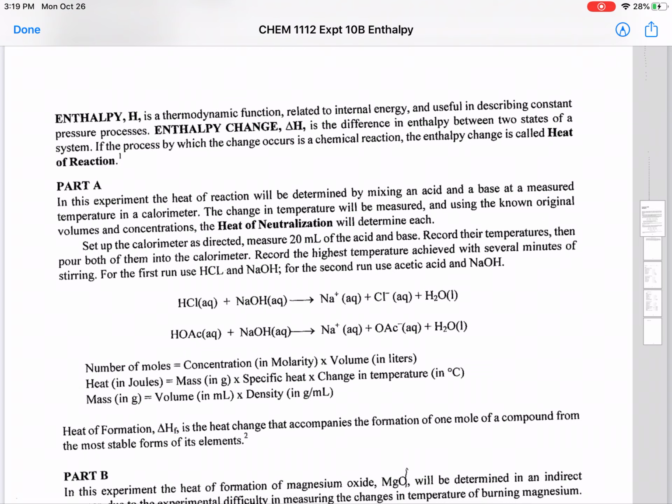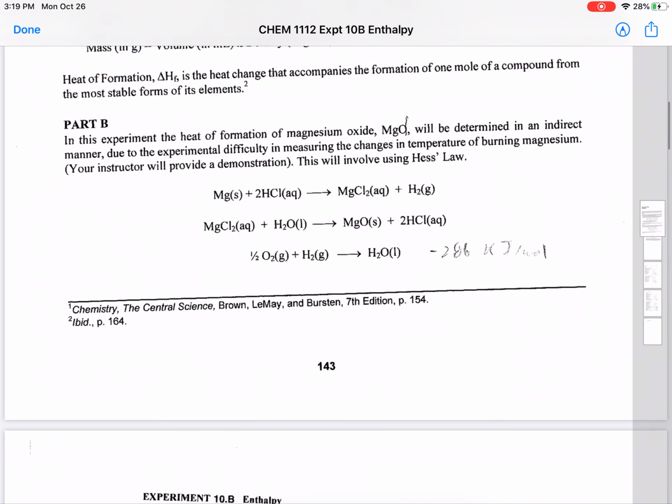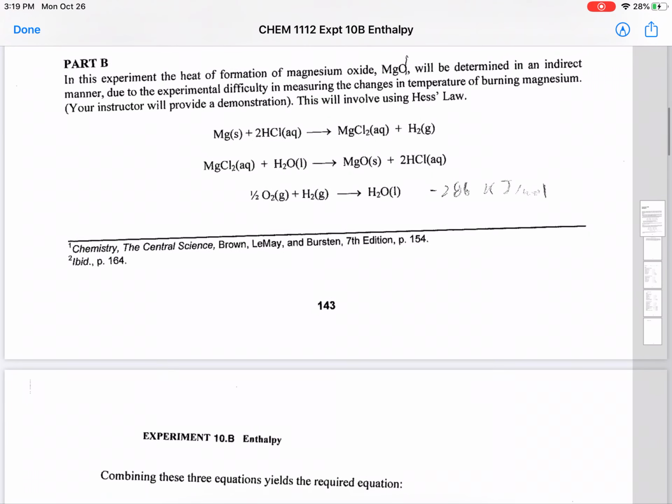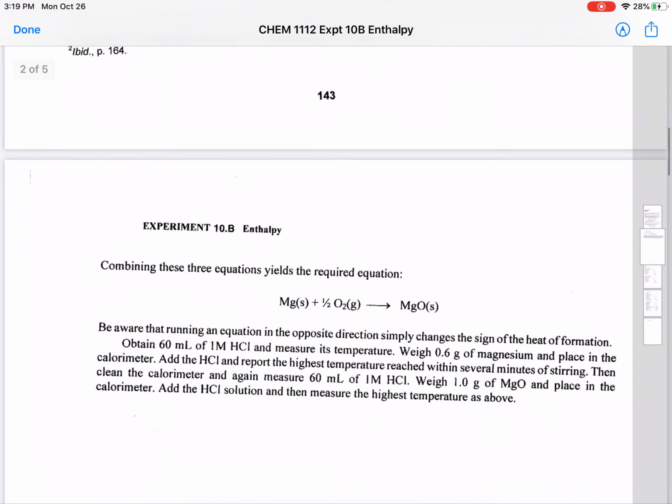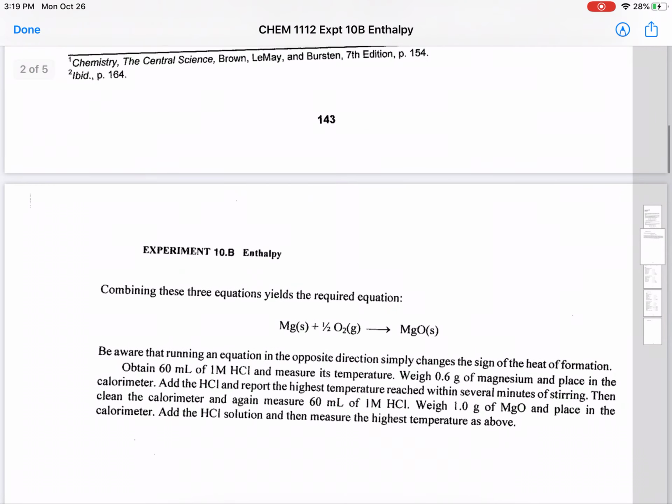If the enthalpy we are trying to find is for a reaction, we also call that change the heat of a reaction. We're not going to do part A, but we're going to do part B, where we find the enthalpy of formation of magnesium oxide from magnesium and oxygen. Magnesium oxide is formed from magnesium and oxygen. We cannot perform this particular reaction in the lab.